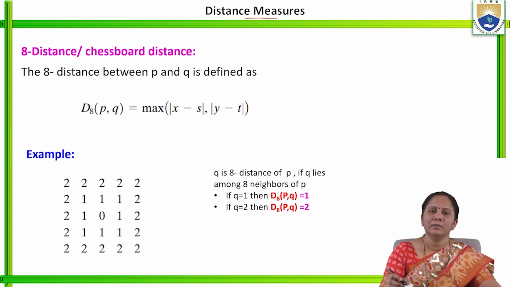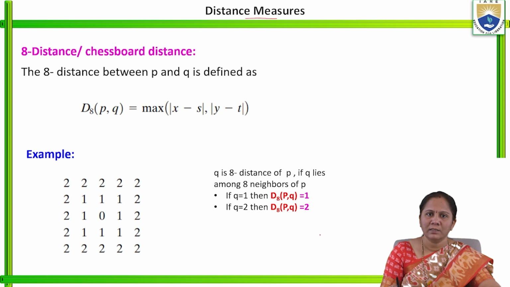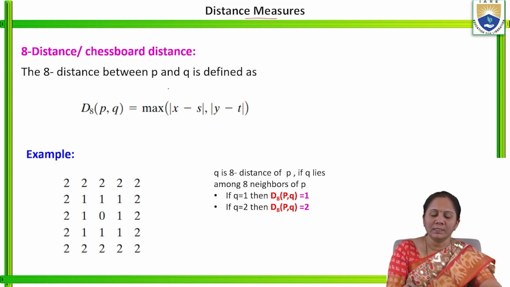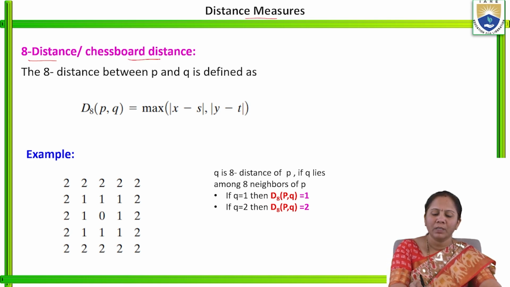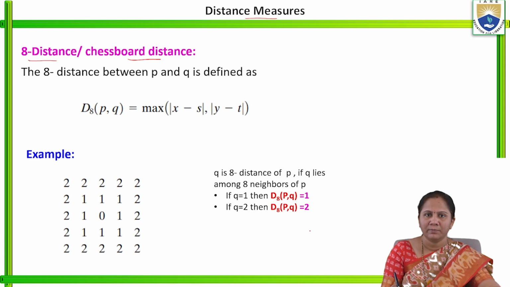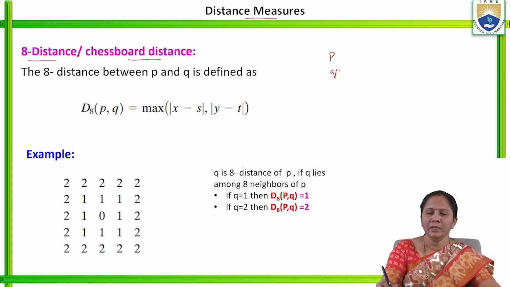Another method to find the distance between two pixels is D8 distance. This D8 distance is also called chessboard distance. In this case also, we are going to consider the two pixels P and Q. P has the coordinates x, y and Q has the coordinates s, t.